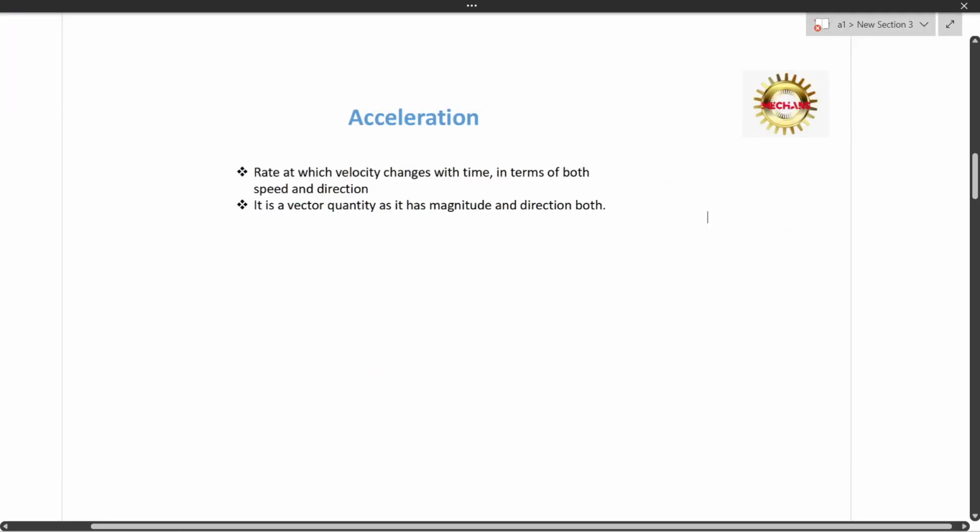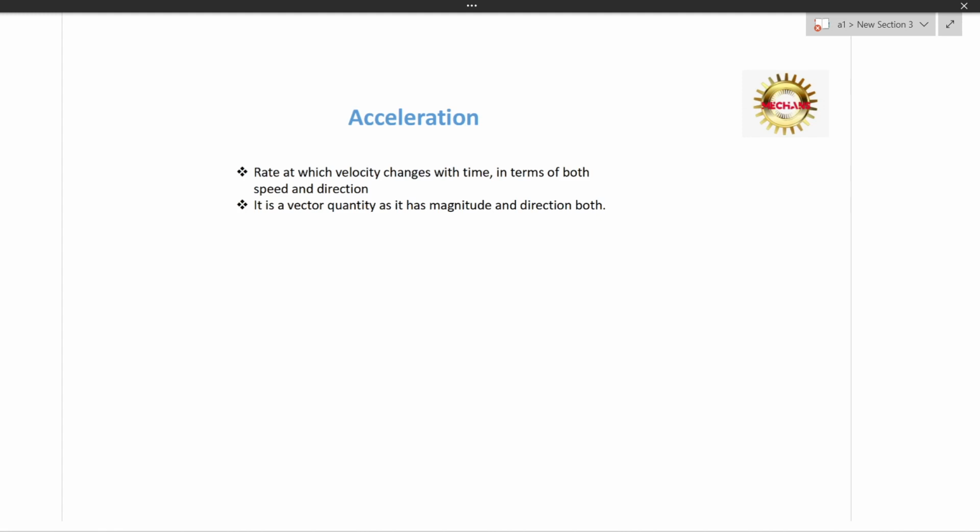We can also say acceleration is the slope of the velocity-time curve. What does it mean? See, let's take an example. This is a cricket ground. This is a pitch and the batsman is here. After the batsman hits the ball, let's assume the ball moves in this direction and there is one fielder here.